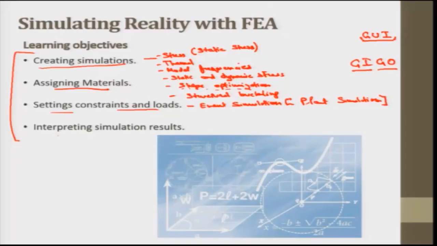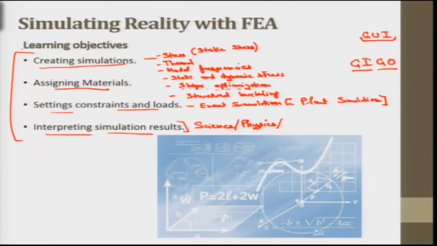Next is interpreting the simulation result. Unless you know the science, or I would say physics, behind the outputs that are coming or the results that are coming, we cannot interpret the results. So that is important. So these are the things which are generally covered in computer aided engineering.